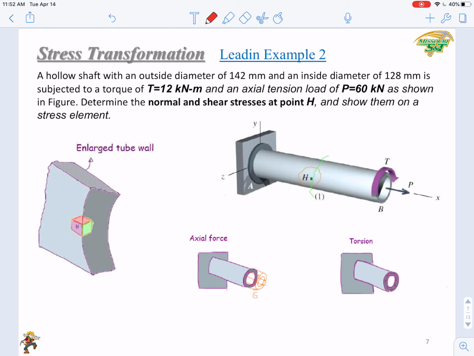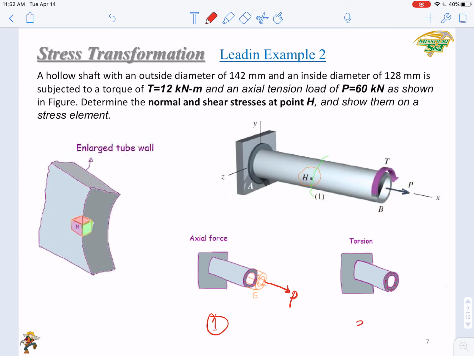What is shown here is the hollow shaft, and you can see there are two external forces, P and T. Let's separate them and divide them into two drawings. The first one, in case 1, this hollow shaft is subjected to a P, right? There's a P in the positive x direction.